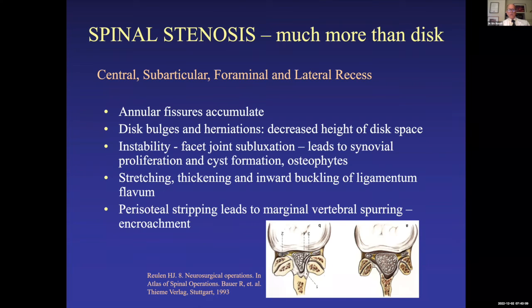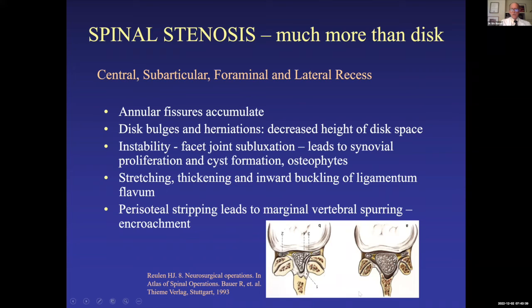It narrows, the disc bulges, it may herniate, the height loss leads to instability that may secondarily produce facet instability, and the joints may sublux, leading to synovial thickening and osteophytes from the articular processes, and the ligamentum flava buckle because the disc height and the facet sublux, and they may protrude medially, and all of this stuff ends up encroaching on the areas that we just discussed.